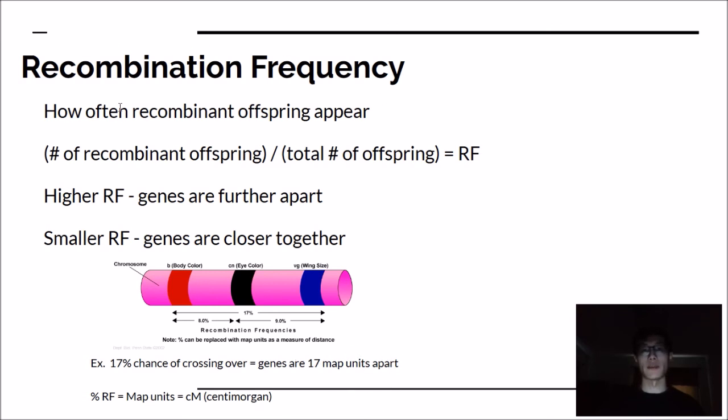Map units are what we use to designate that recombination frequency. So if you want the percent recombination frequency, not the recombination frequency itself, you multiply the RF by 100. That equals the number of map units those genes are apart, which is also equal to the number of centimorgans apart. You should definitely know what these terms are.